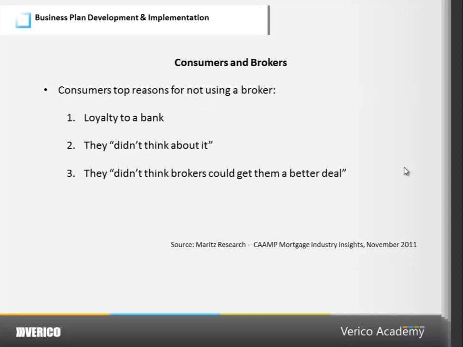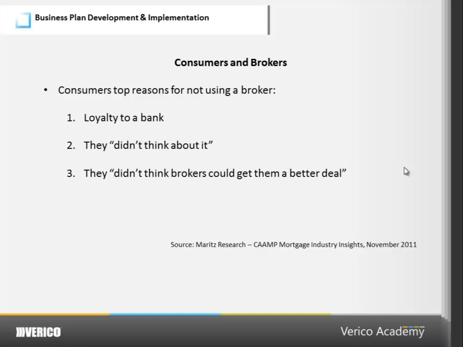The consumer's top reason for not using a mortgage broker is, number 1, their loyalty to the bank. And this is generally in the older crowd, greater than 55. Number 2 is they just didn't think about it. So that could have to do with your CRM program or lack thereof. Number 3, they didn't think brokers could get them a better deal. So that, again, is people that just don't know.